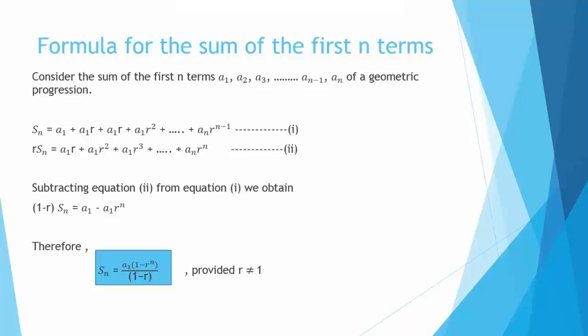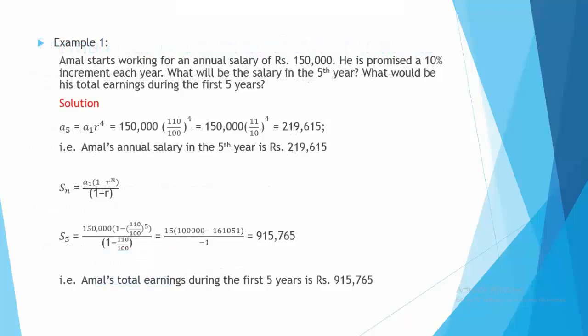Then by multiplying both sides by r, we get r Sn equals a1 r plus a1 r squared up to a1 r to the power n. That is considered as the second equation. Now subtracting equation 2 from equation 1 gives (1 take away r) times Sn equals a1 take away a1 times r to the power n. Therefore, by making Sn the subject of the formula, we get Sn equals a1 times (1 take away r to the power n) over (1 take away r), where r is not equal to 1.